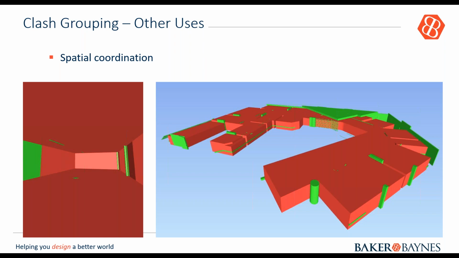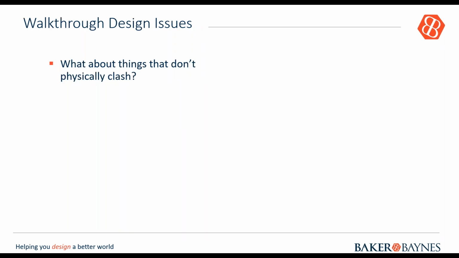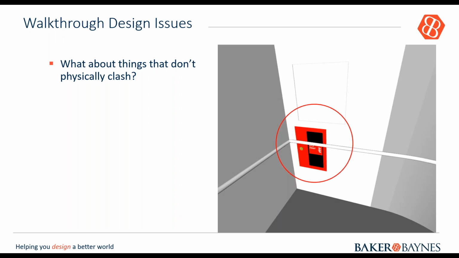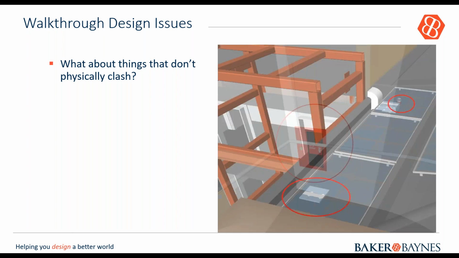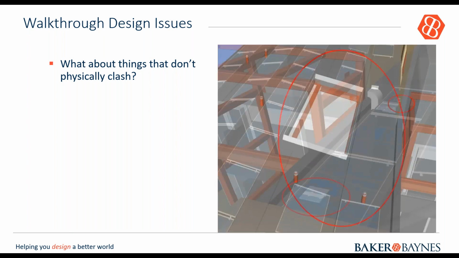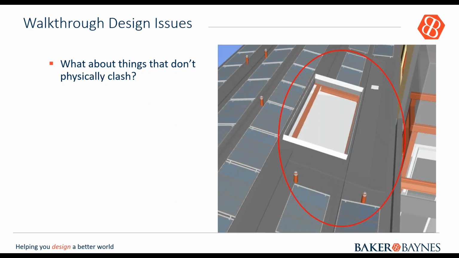What about things that don't physically clash? Right. Navisworks has a walkthrough function. Remember I mentioned earlier that it's not a realistic walkthrough, right? So if you've got an item, in this case, we've got a fire hydrant and a railing going past it, but they don't really clash, right? You can pick that up using your walkthroughs command, right? And also using your realistic views, right?